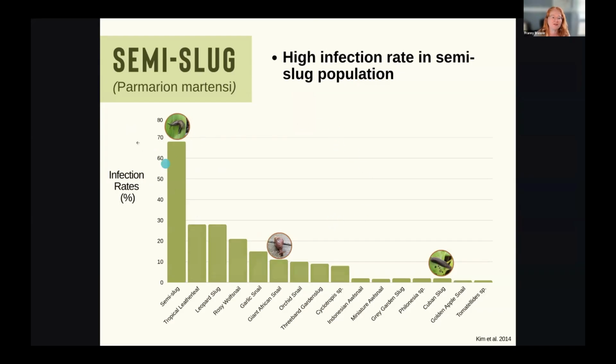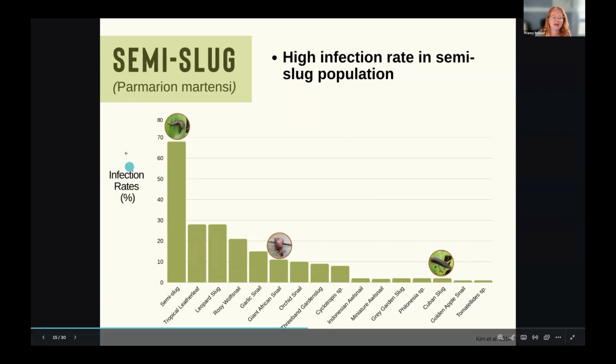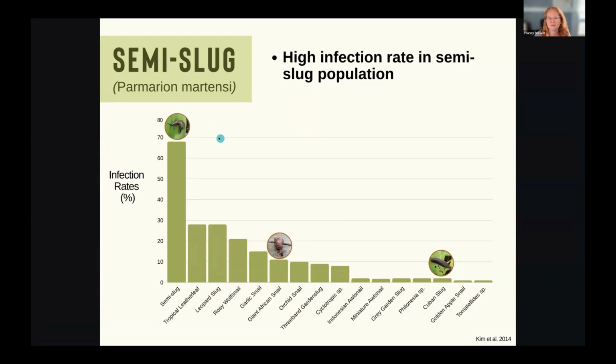And then one of the final high risk factors is that for some reason, this particular slug is really susceptible to the actual rat lungworm nematode. There was a study done, I think around 2014, of what the infection rates were in the different slugs and snails that were collected on the Big Island.